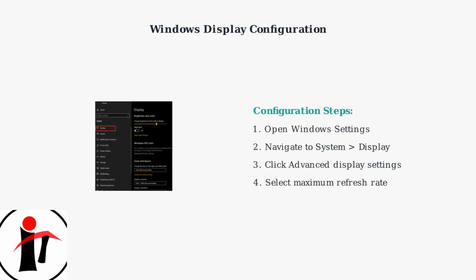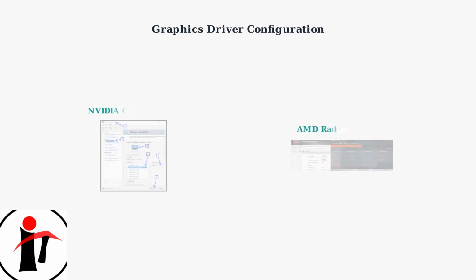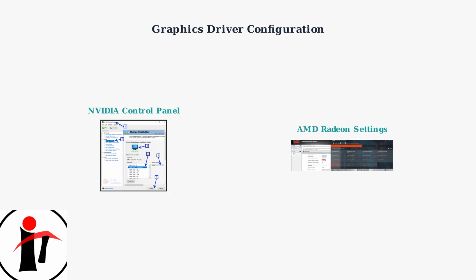In Windows Display Settings, configure your monitor to use its maximum supported refresh rate. Access this through Settings, then System, then Display, and select Advanced Display Settings. Configure your graphics driver control panel for optimal performance. NVIDIA users should access the NVIDIA control panel, while AMD users should use AMD Radeon settings to set the maximum refresh rate and enable adaptive sync.